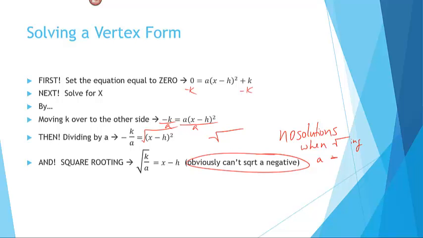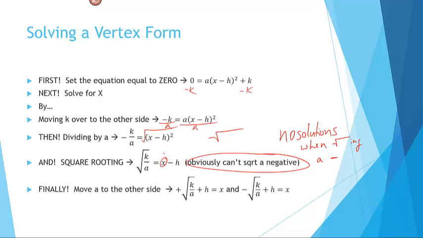Okay, anyway, so then take the square root, and now to get x by itself, finally move h to the other side. So I just added h to both sides.